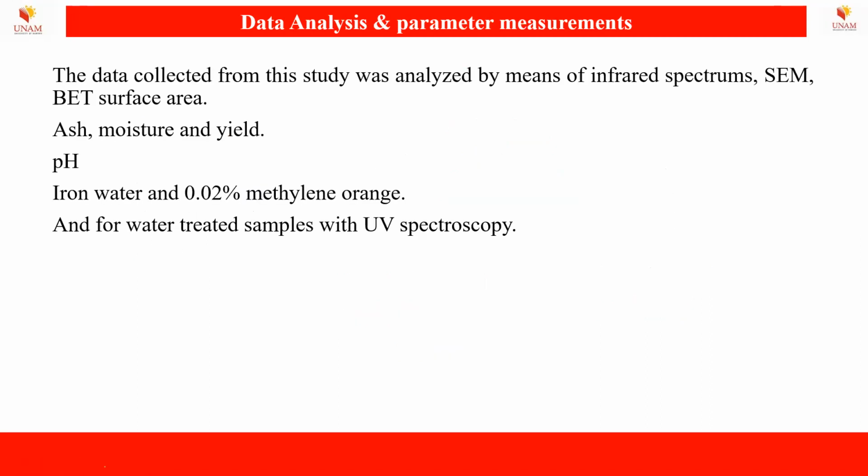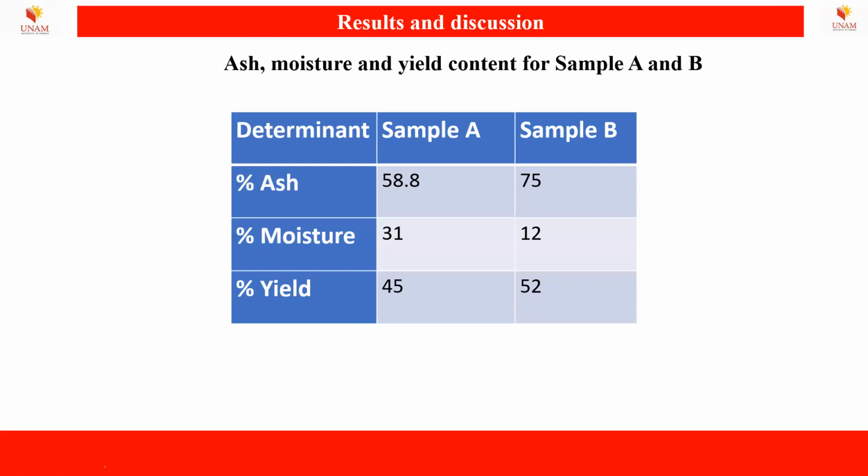Data analysis and parameters measured in this study: infrared spectrometer, scanning electron microscope, BET surface area, ash content, moisture and yield, pH, iron number, and 0.2% methyl orange. Water treated samples are analyzed by UV spectrophotometer. Results and discussion: ash, moisture and yield content for samples A and B. Ash content for sample A was 58.8%, sample B 75%. Moisture content for A was 31%, for B 12%, and yield was 45% for A and 52% for B.